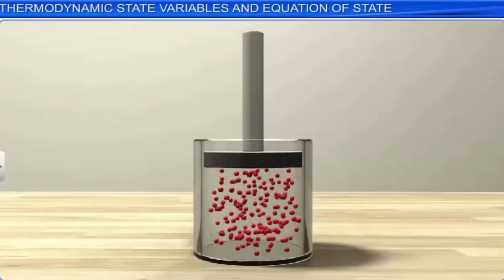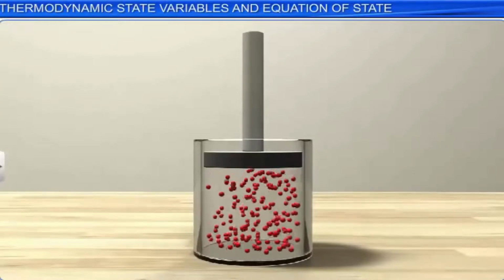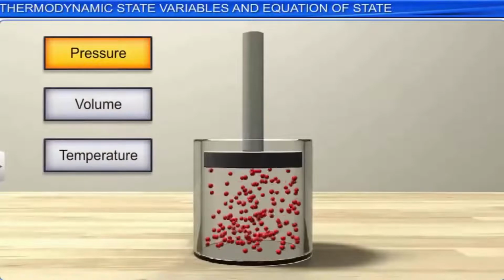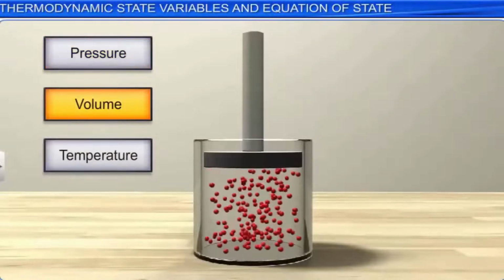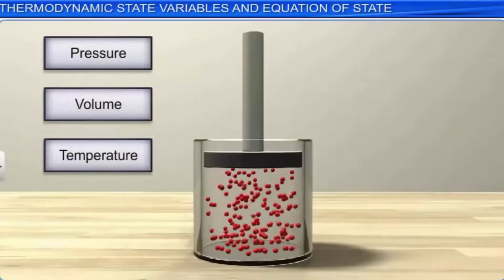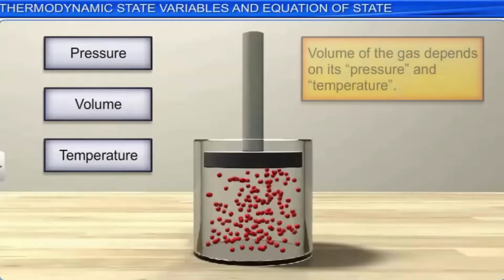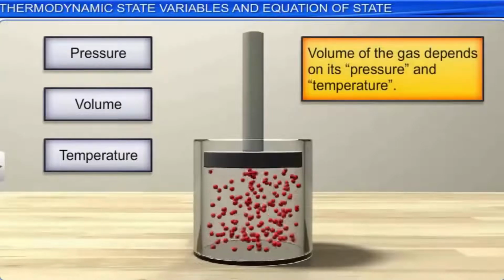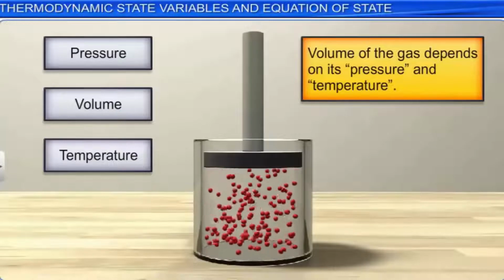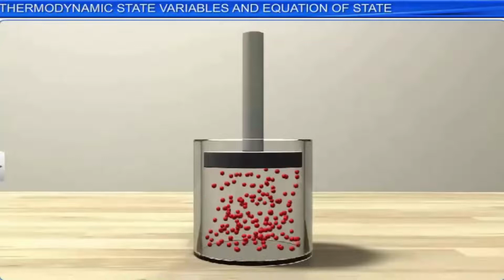All the variables that describe an equilibrium state of a system may not be independent of each other. If pressure, volume, and temperature of a given sample of gas in a container describe its equilibrium state, then the volume of the gas depends on its pressure and temperature. The relationship between state variables is called an equation of state.